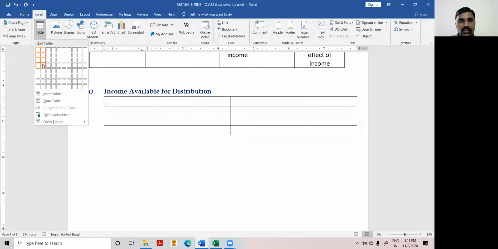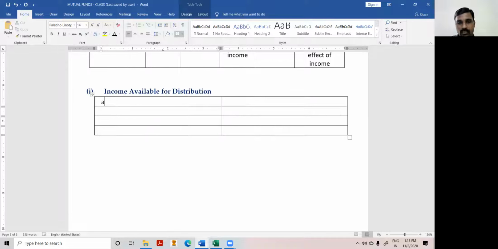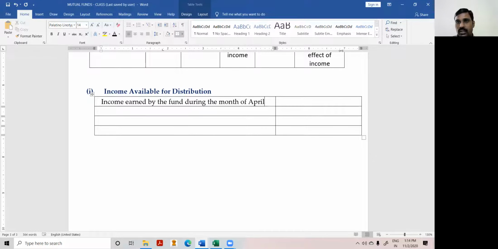Income available for distribution. First point, income earned by the fund during the month of April. Look at this, income earned by the fund during the month of April. As simple as that. Okay, that I'll write in lakhs.